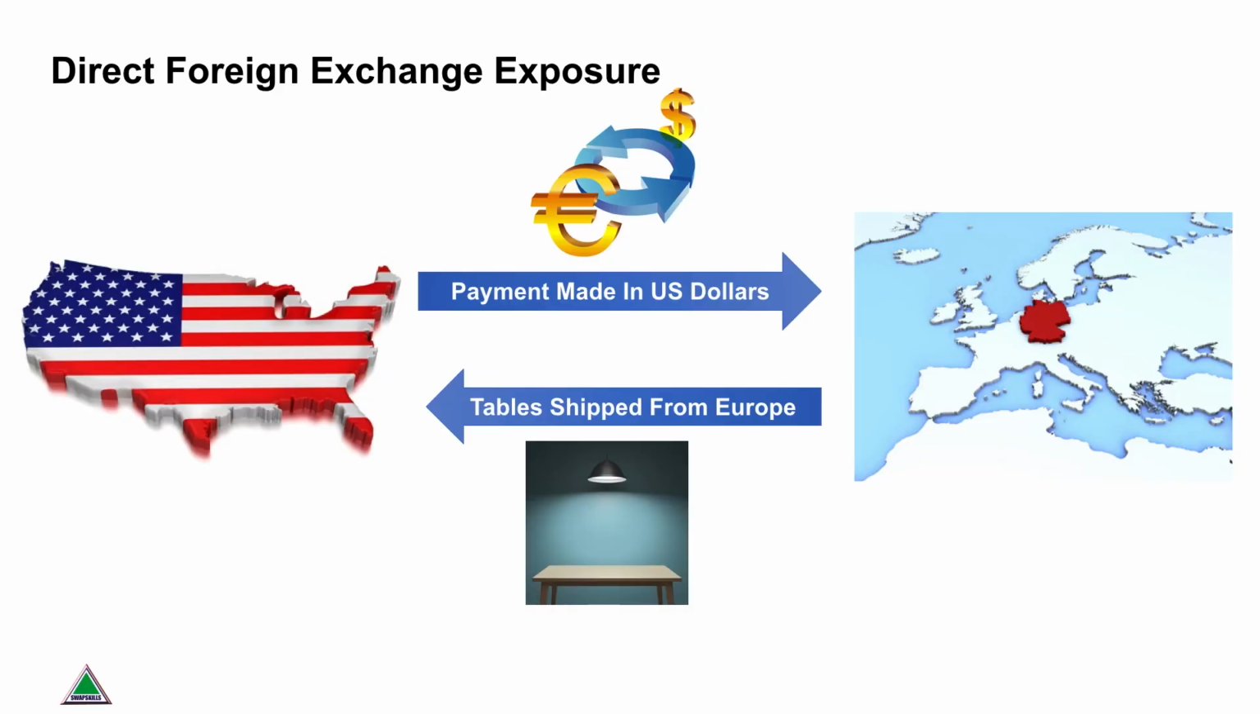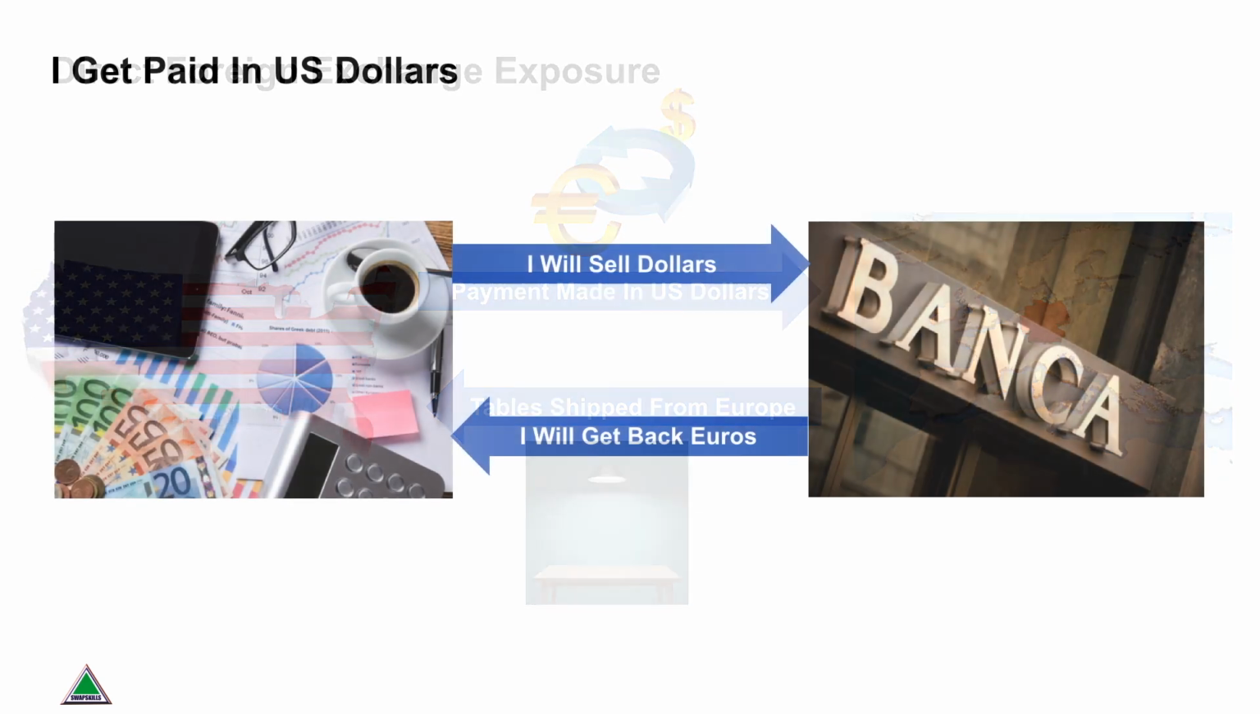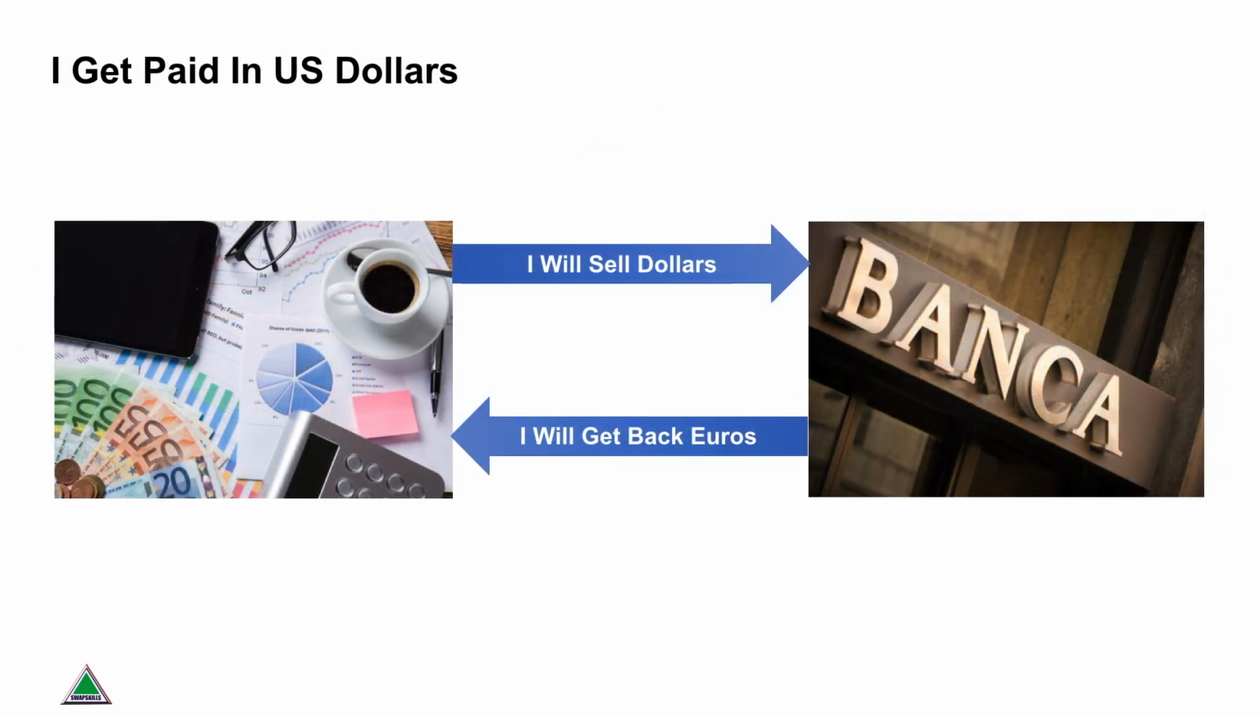Direct foreign exchange, or FX exposure, relates to the direct impact on my revenues and profits from movements in the currency markets. Where do I buy my supplies from and in what currency, and who do I sell to? Let's say I ship tables from Europe to the United States. Payment for these tables is made in dollars. I will take these dollars, sell them to the bank, and receive euros in return.